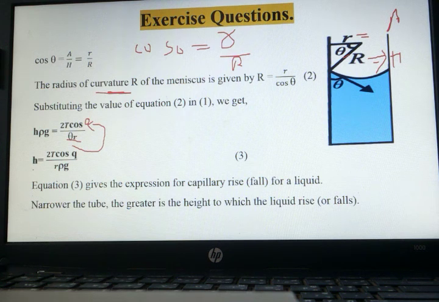We want the relation in terms of height. So we'll get h equals 2T cos theta upon r rho g. Equation 3 gives us the expression for capillary rise. We have also solved numericals related to radius and height of capillary. You can see h and r have an inverse relation. Means if radius increases, height decreases. If height increases, radius decreases. Okay. Thank you.